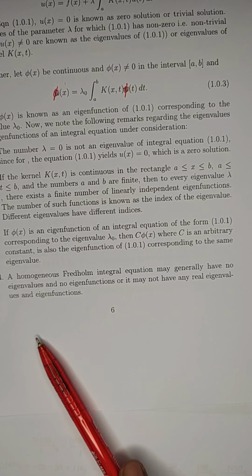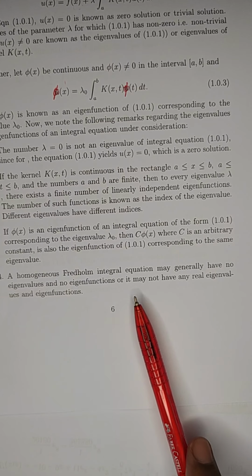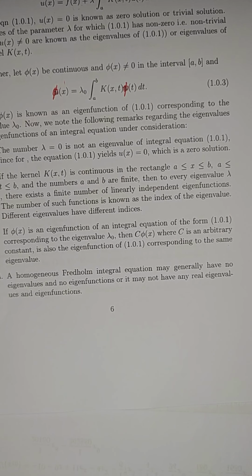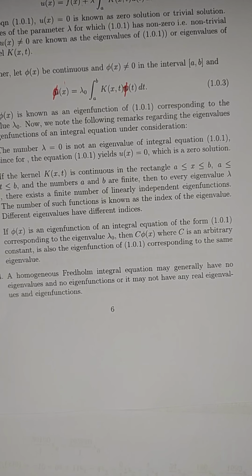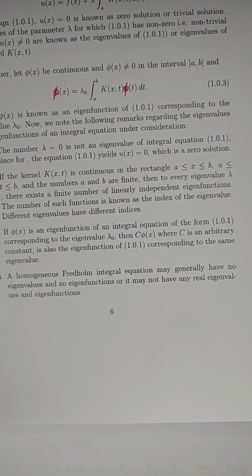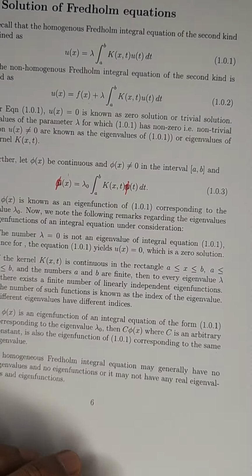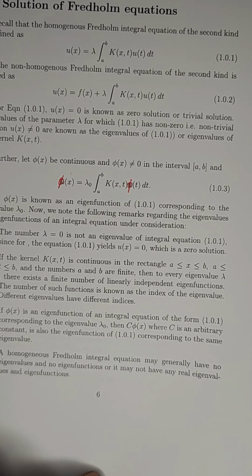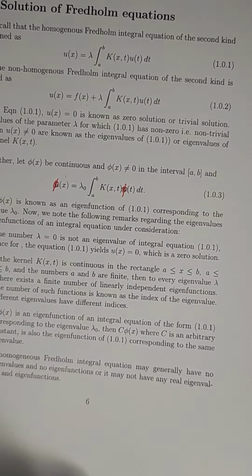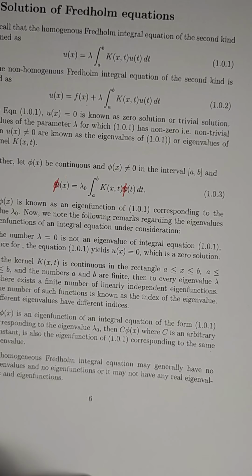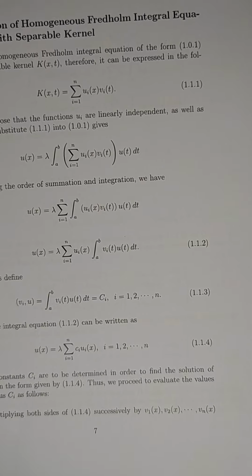And note number 4 here: a homogeneous random integral equation may generally have no eigenvalues and no eigenfunctions, or it may not have any real eigenvalues and eigenfunctions. So that's the general notes that we need to know, especially on eigenvalues and eigenfunctions. Now we look at the details of the solution of the integral equation.